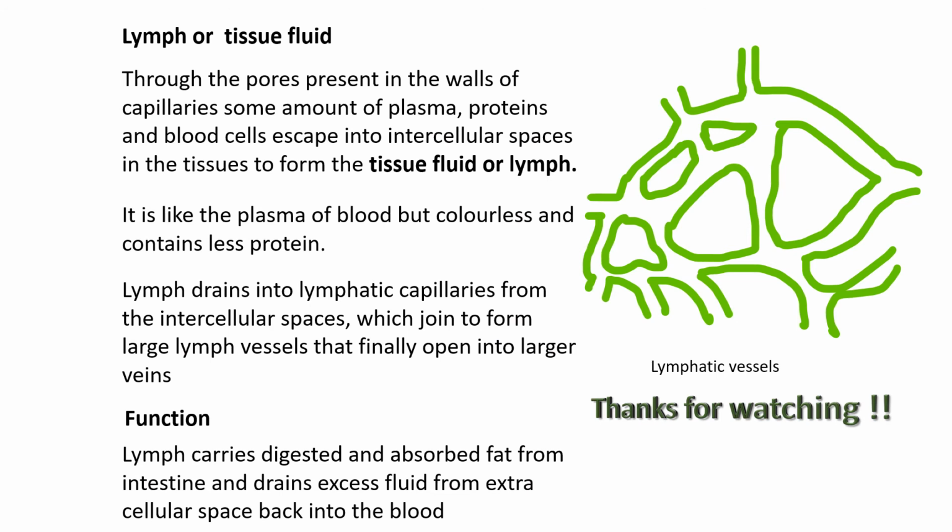Lymph or tissue fluid. Through the pores present in the wall of capillaries, some amount of plasma, protein and blood cells escape into intercellular spaces in the tissue to form tissue fluid or lymph. If you look at the picture, these are the lymphatic vessels. The lymph or tissue fluid is like the plasma of the blood. It is colorless and contains less protein.